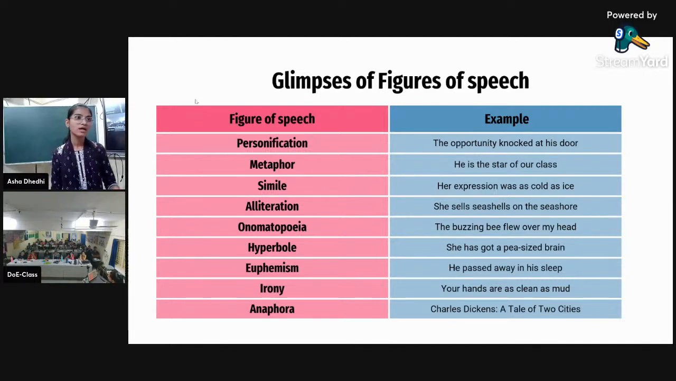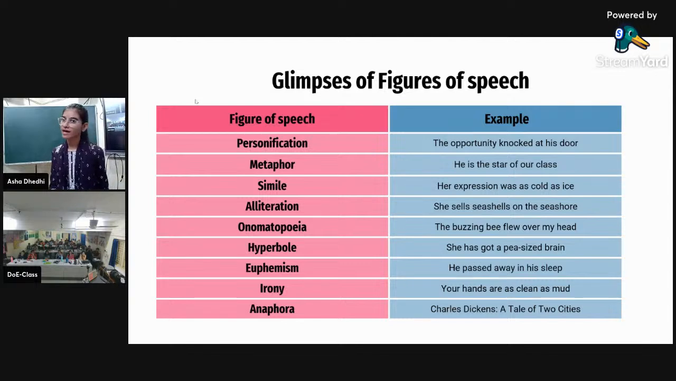Now the metaphor. In metaphor you are comparing two different things without using any kind of marker. For example, metaphor and simile are similar things. But what we find is that in simile there are certain linguistic markers, like 'as' and 'like', which are used. But in metaphor, we don't have any linguistic marker.